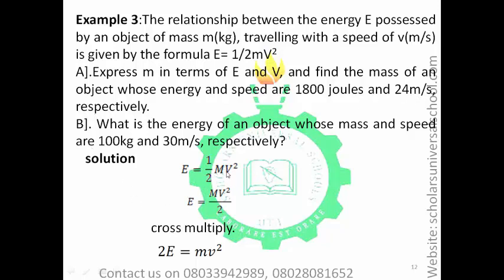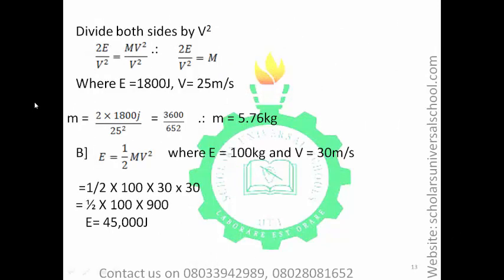So E is equal to half mv square, which you can also express as mv square over 2. It's still the same thing. So when you cross multiply, we have 2E is equal to mv square. We have already used the 2 to multiply the energy. So the next thing is to see how we can make m stand alone. Then you need to divide both sides by v square. Can you see it here? So which means the value of m is 2E over v square.